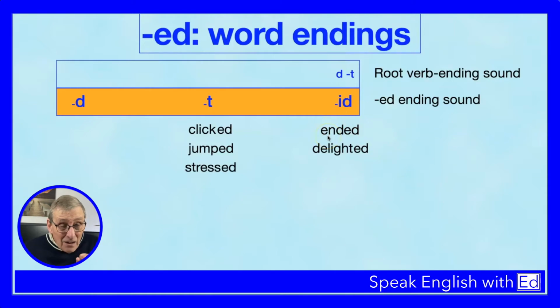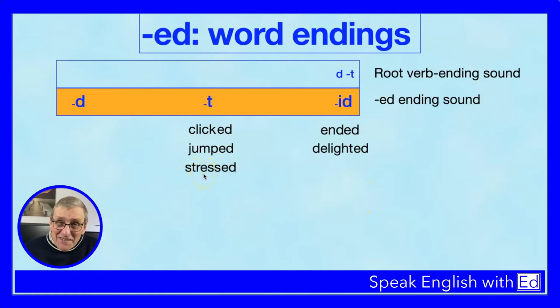So we've got, just have a little recap here. If it ends in a D or a T, it goes into the id category. You don't say ended or delighted, it's ended, delighted. And here it goes into T. This is a t sound. Clicked. Jumped. Stressed.